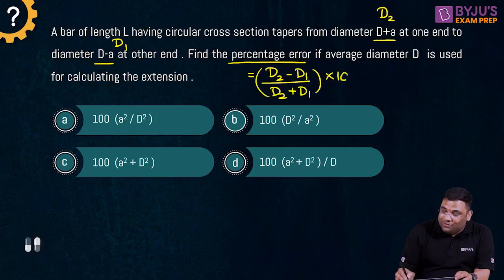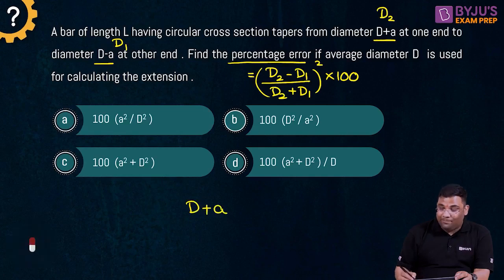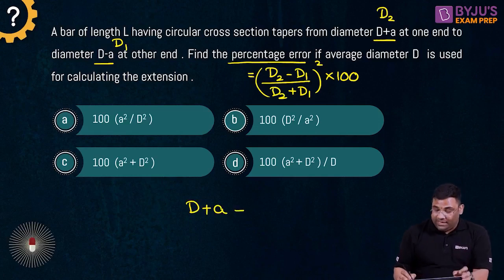So such kind of question you can easily solve. Don't forget the square. So this will be how much? D2 is how much? You see, D plus A and D1 is D minus A. So when you take this minus and it is D minus A, when you open the bracket, it will be how much? Minus D plus A.